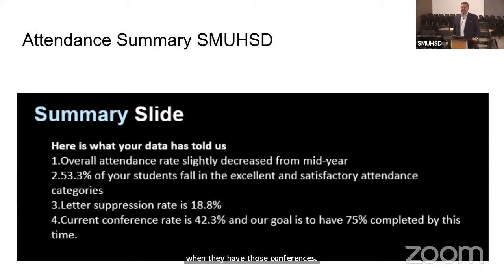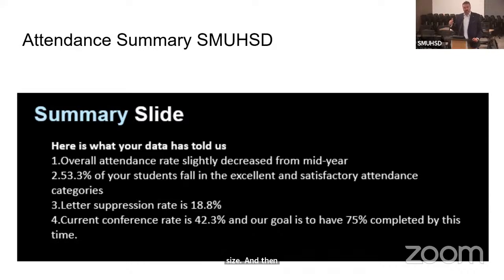Okay, attendance summary. We talked about a slight decrease over the entire year from last year. This is a summary slide from School Status. 53% of all students fall into the excellent or satisfactory range. They say that is extremely high for a district of our size. And then the letter suppression rate, we talked a little bit about.